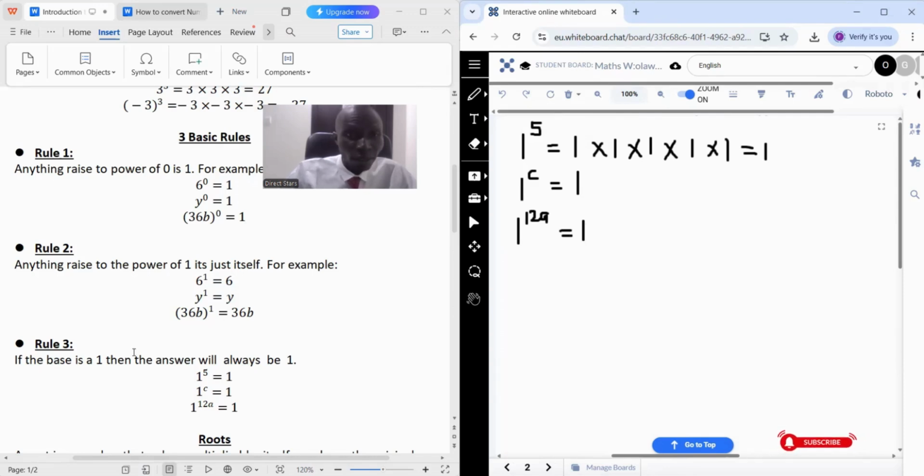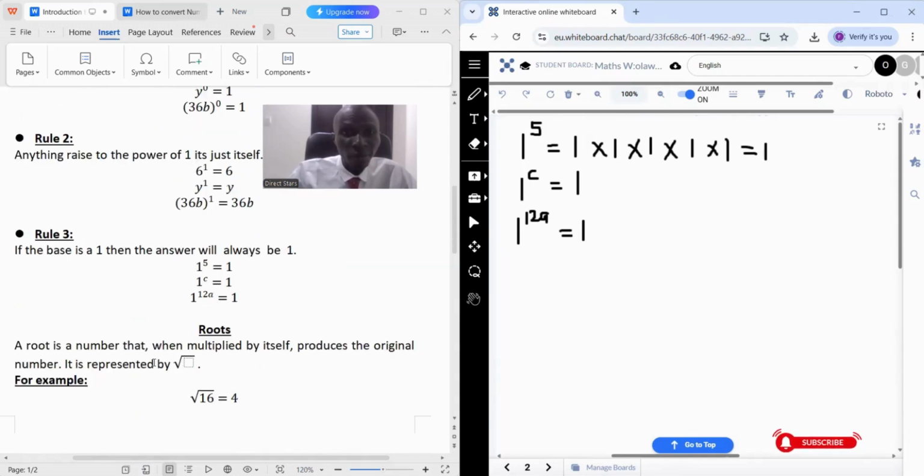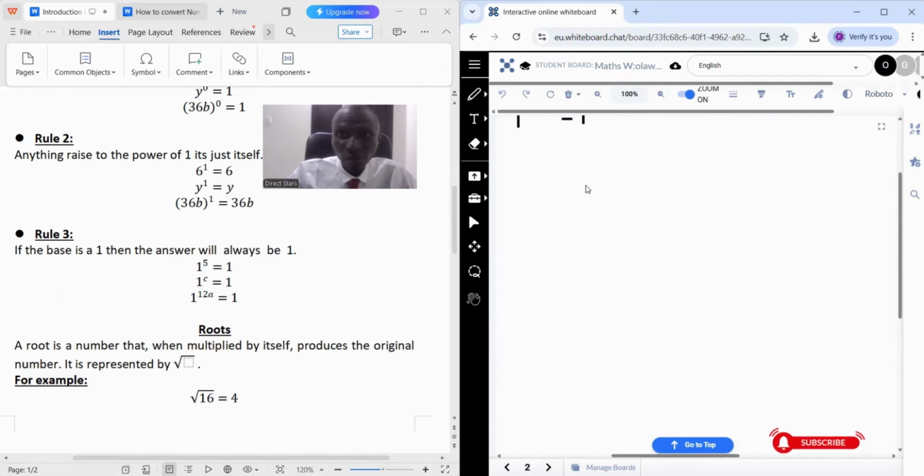So now let's look at roots. A root is a number that, when multiplied by itself, produces the original number. Again, a root is a number that, when multiplied by itself, produces the original number. And it's represented by this symbol, the symbol of a root. So let's look at some examples here.